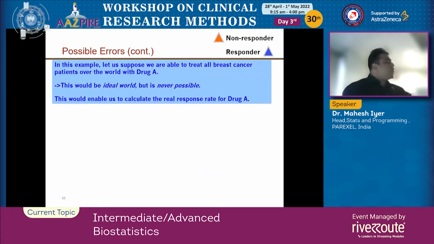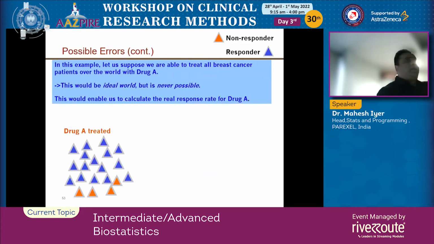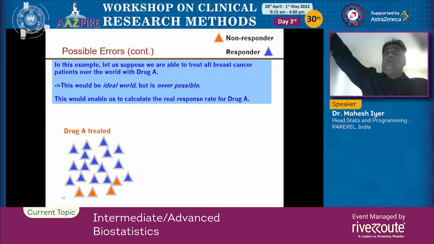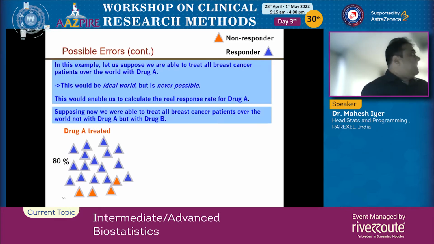All right, and therefore you see these errors. So what are the errors? Essentially, let's say suddenly you become God, and you're able to treat every patient with drug A in the population. What you see, those blues are your responders, and your oranges are your non-responders. So you take the entire population and treat them with drug A, and these are the number of responders and non-responders you see. So you get an 80% response rate.